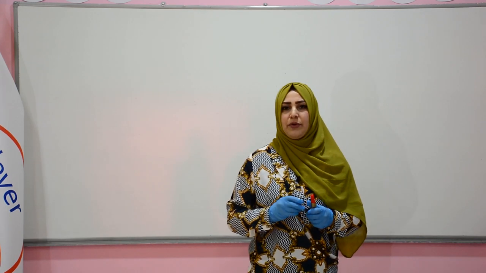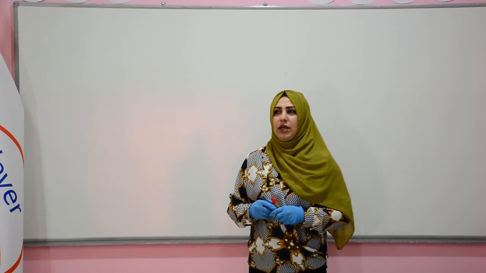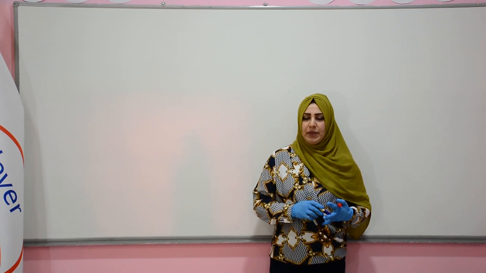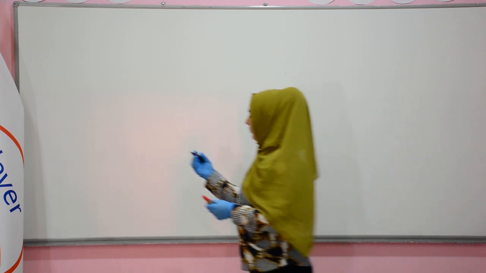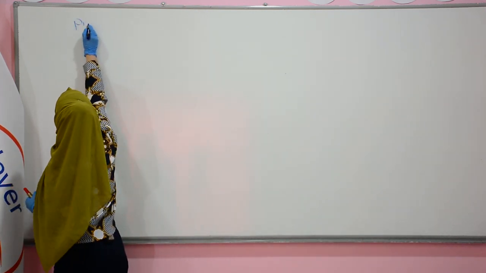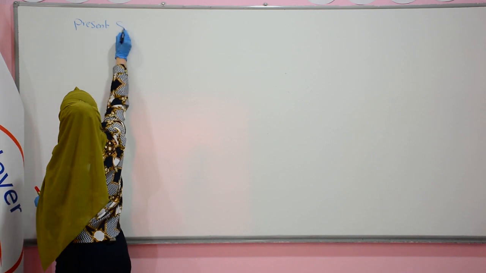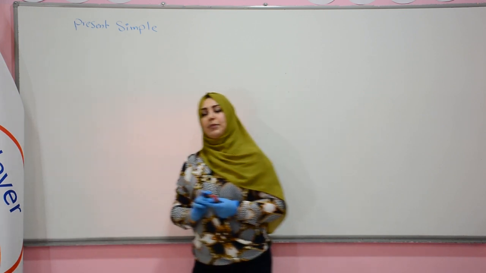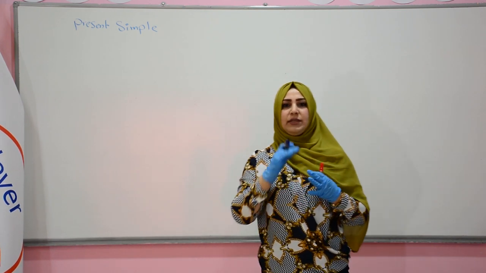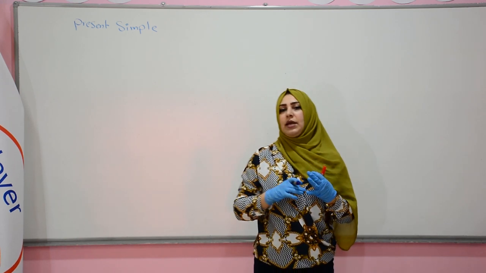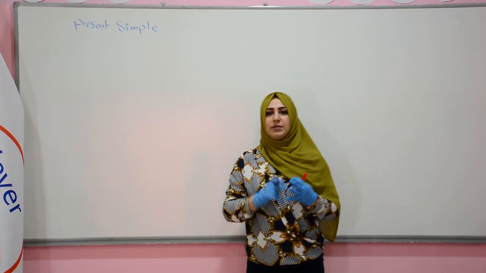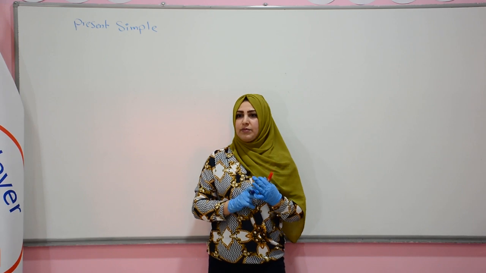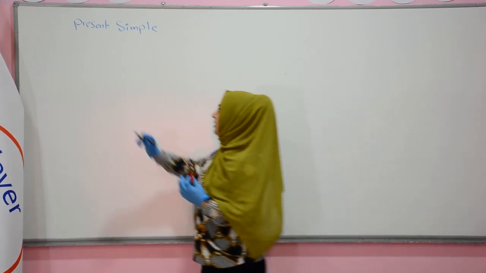We use present simple for an action that's happening right now. And the rule of present simple is subject, verb, complement. Let me show you present simple. Okay, present simple. We have three different types of present simple. We have positive forms, negative forms, and question forms. Today I will explain just positive forms and negative forms. For example, positive forms.